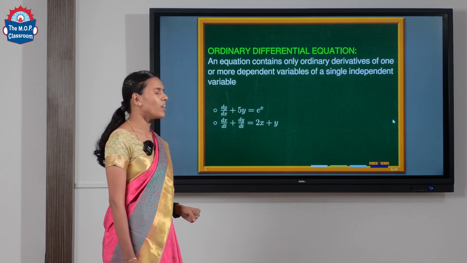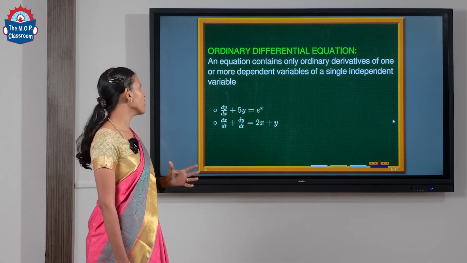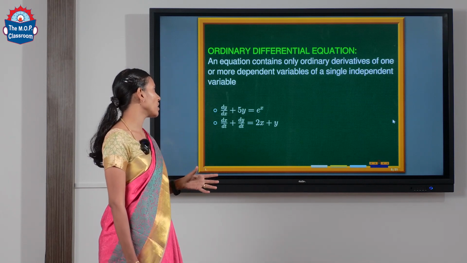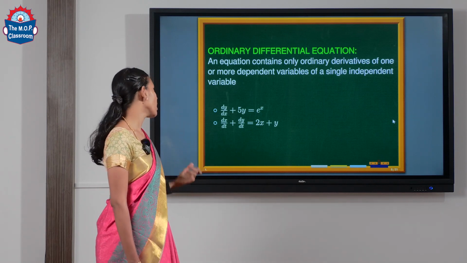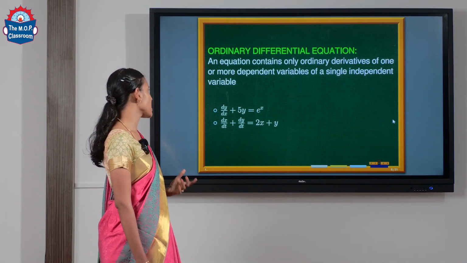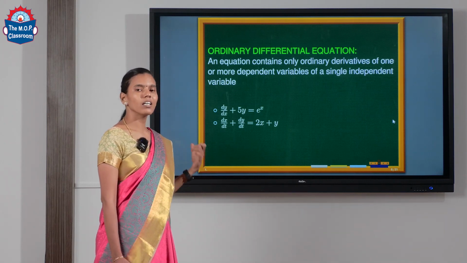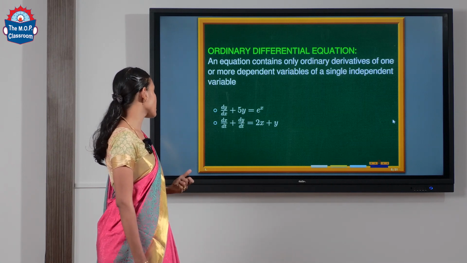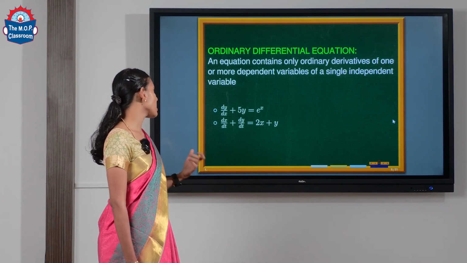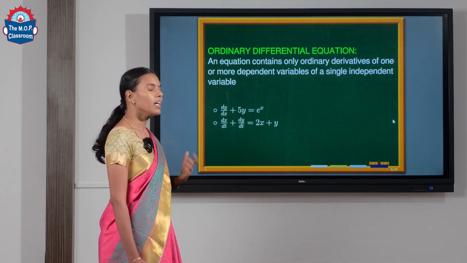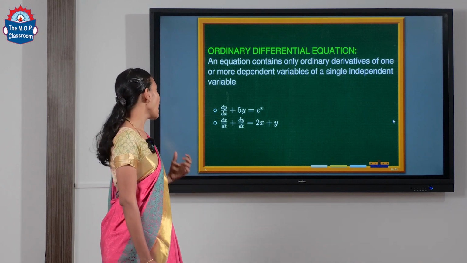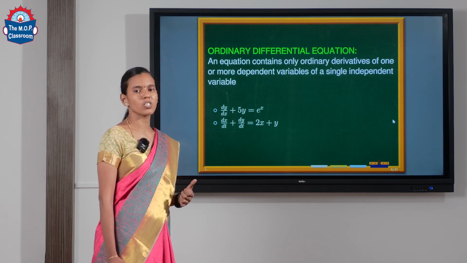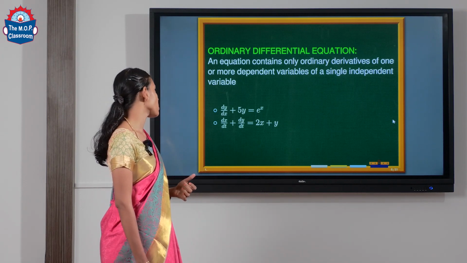So what do you mean by an ordinary differential equation? An ordinary differential equation contains only ordinary derivatives of one or more dependent variables of a single independent variable. So when you take this example, dy by dx plus 5y is equal to e power x. Here x is the independent variable and y is our dependent variable. When I take the second equation, dx by dt plus dy by dt is equal to 2x plus y. Here t is our independent variable and we have two dependent variables x and y. So these types of differential equations, we call ordinary differential equations.